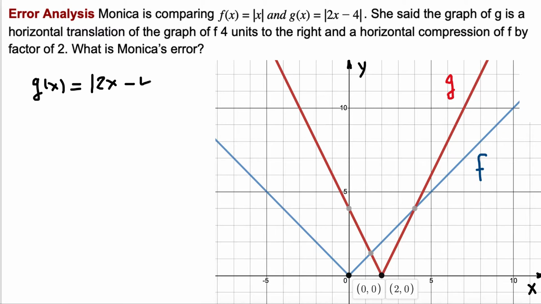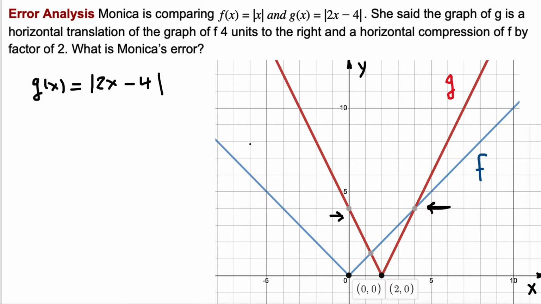Probably Monica made a mistake because she saw the 2 inside, but she is completely right. This function f is going to be compressed horizontally. You see that function f is wider, but if you look horizontally, it is a compression on both sides.